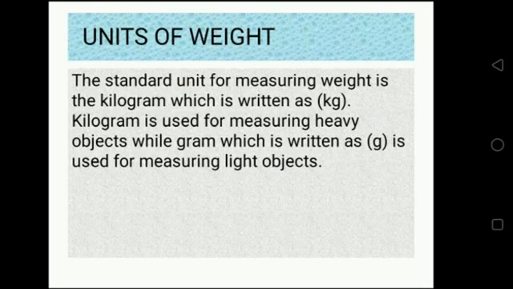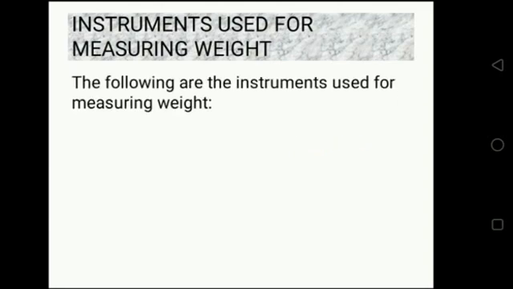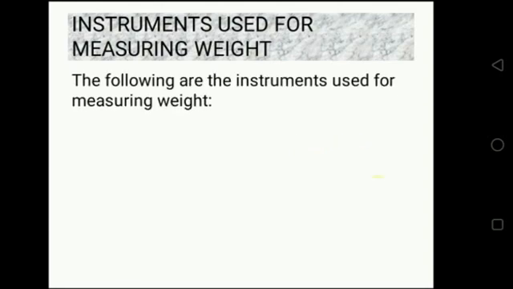So basically here, the unit of weight is the kilogram, which is used for measuring what? Heavy objects. That is the standard unit for measuring weight. But if the weight is very small, we are advised to use gram, g, which is used for measuring light objects. Now, the instruments used for measuring weight.